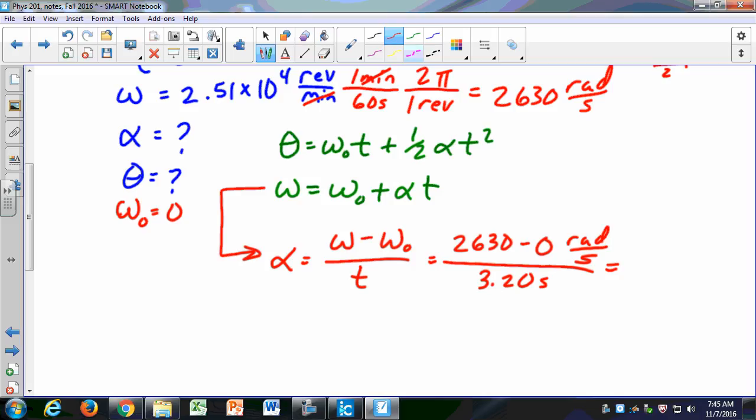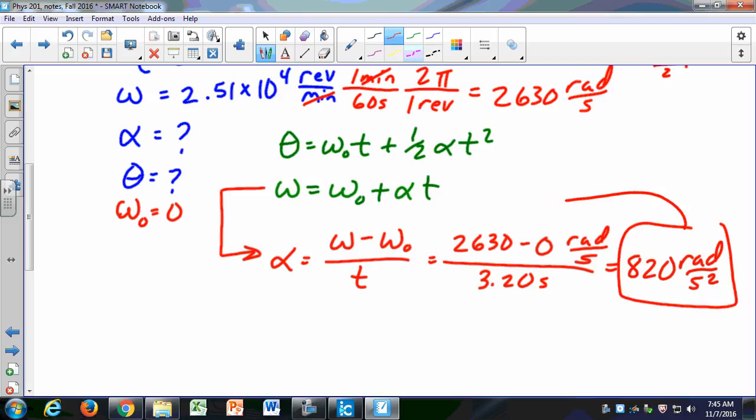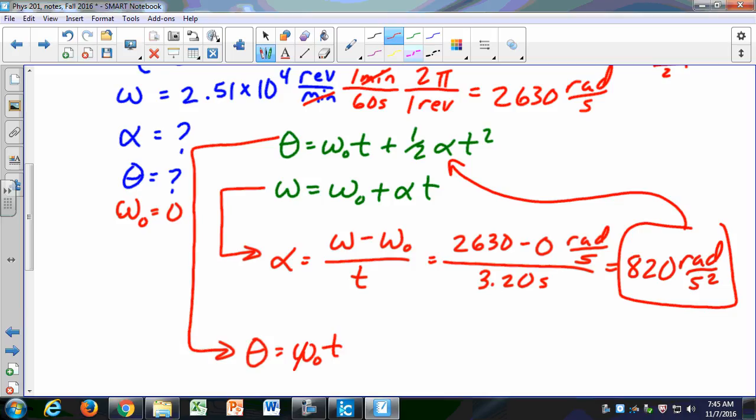I get 820 radians per second squared. And then I can take this value and plug it in here. I know everything else, and I can figure out now what theta is. So theta equals omega naught t. Omega naught is equal to 0, so this whole term goes away, plus 1/2 alpha t squared.